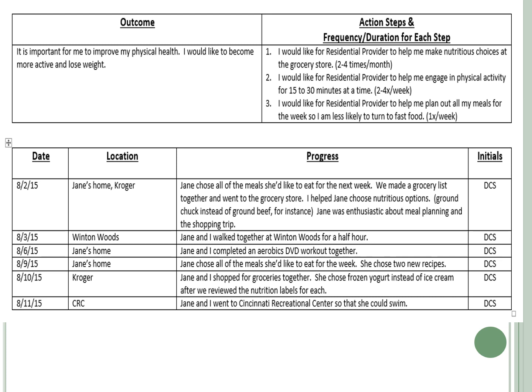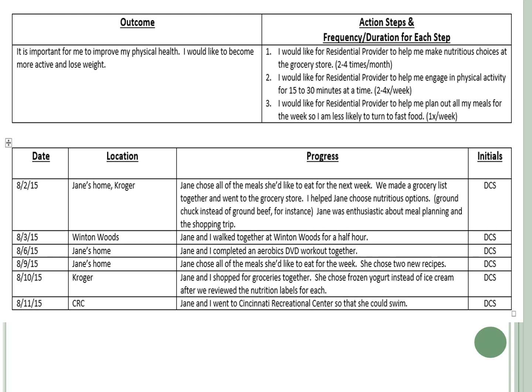And as you see, it's that outcome that was just in the My Plan. So you're going to want to write that word for word on the documentation sheet. So it is important for me to improve my physical health, etc. And then you're going to want to take the action steps that you as the provider are responsible for. And you're going to want to actually write those next to the outcome and include the frequency for each action step.